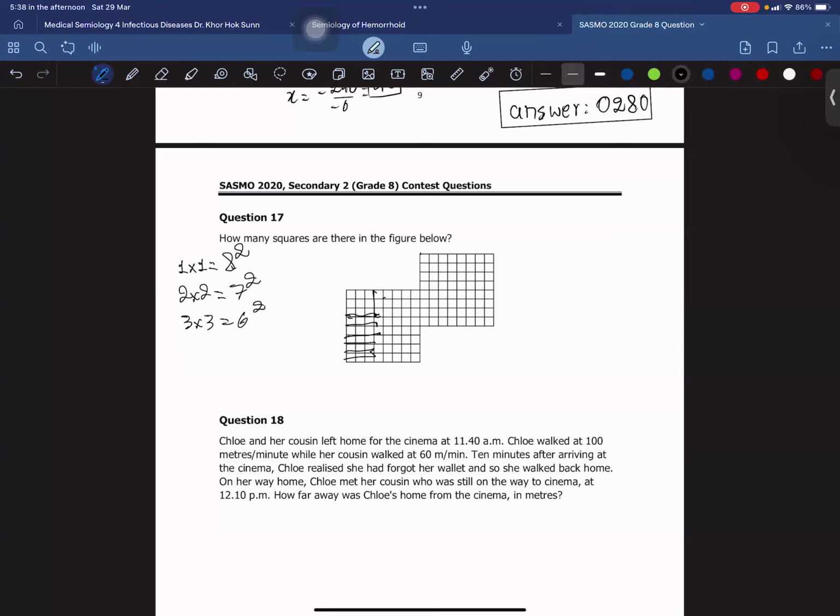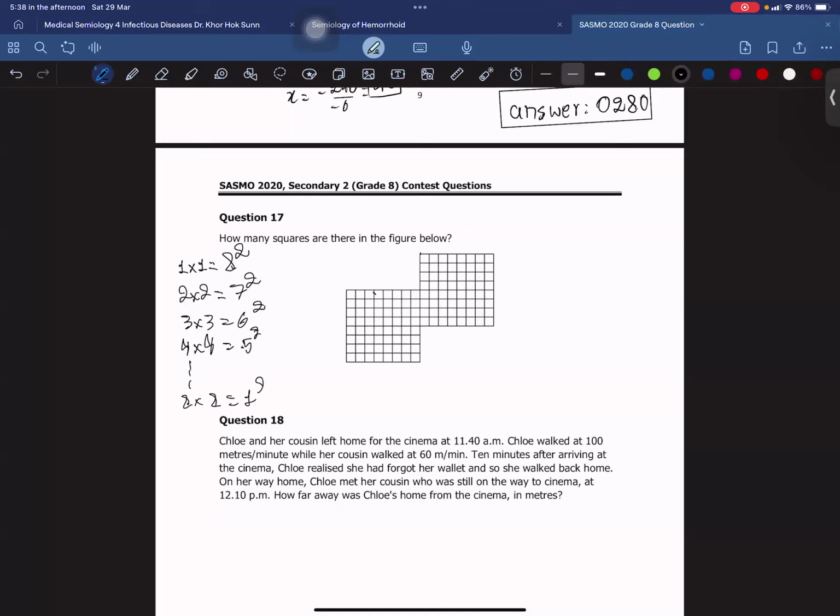And then for 4 times 4, in here we can see the pattern. So it's 8 squared, 7 squared, and 6 squared. So this is gonna be 5 squared. So let's check if the pattern is true. 1, 2, 3, 4, 5, which is correct. So we can continue till 8 squared.